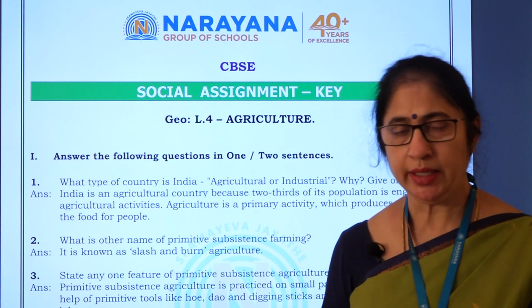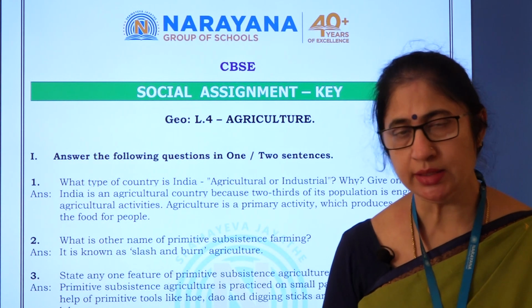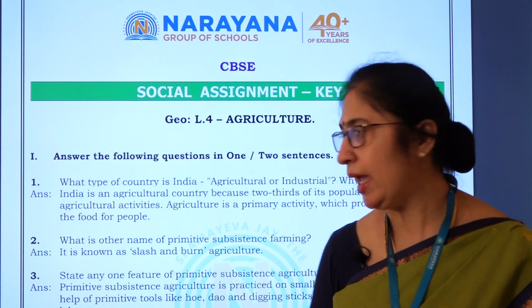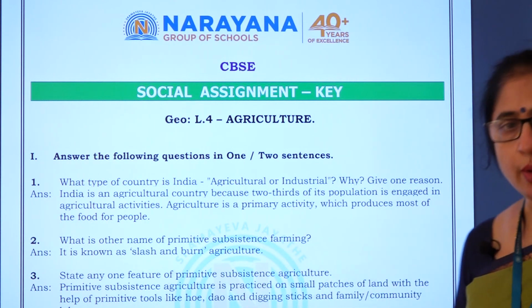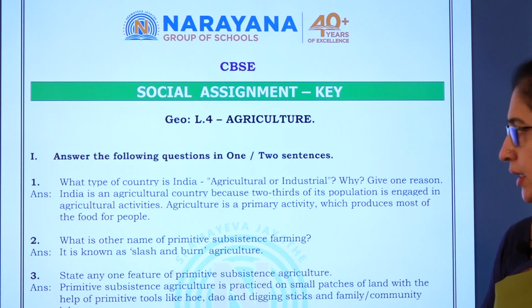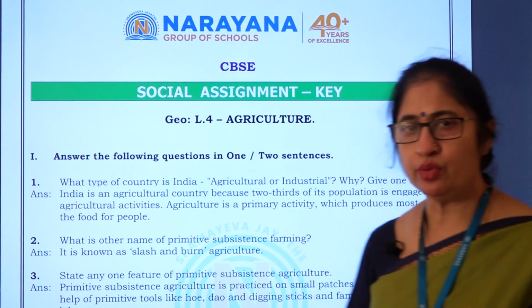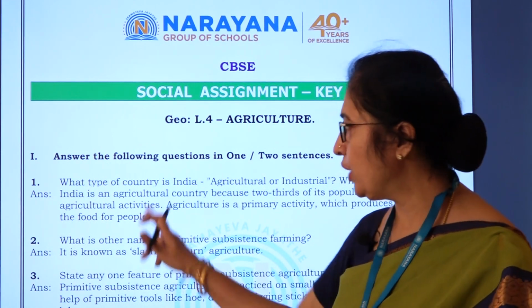As we all know, 80% of the population depends on agriculture. So, India is basically an agricultural country because it is a primary activity and 2/3 of its population is dependent on agricultural activities. It is a primary activity which produces most of the food for people. Fine. So, you can write this answer.